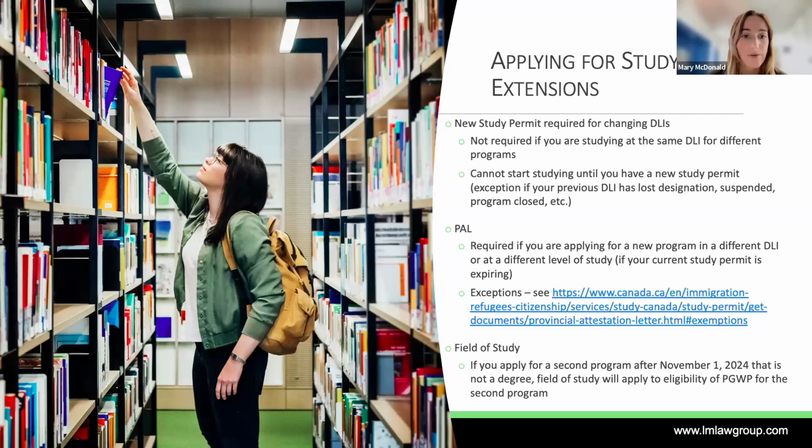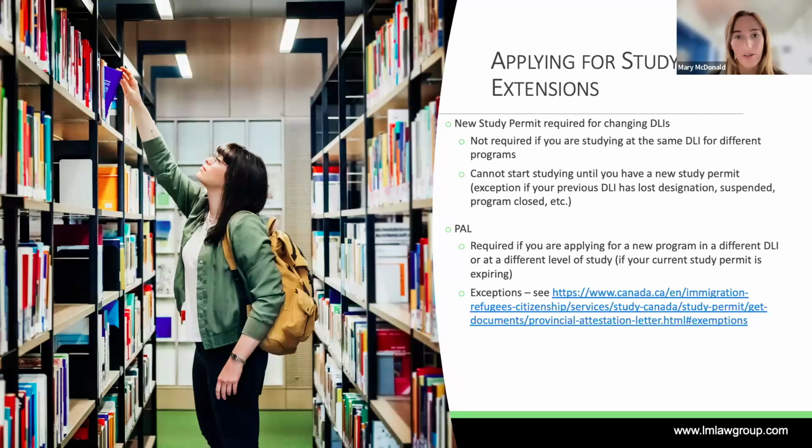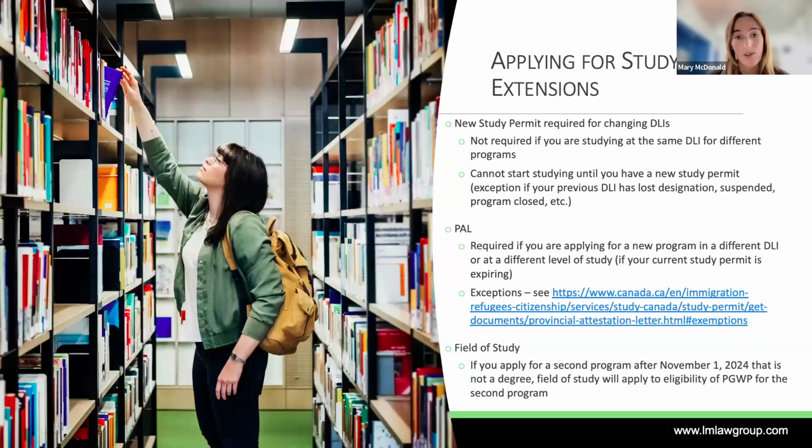So we are listing those on the website there. Do take a look at them when we post these slides because these rules are changing pretty quickly, so you want to double check that. And then finally, there's also the field of study requirement. IRCC has introduced a field of study requirement for non-degree program graduates to qualify for a postgrad work permit. So if you apply for a second program after November 1st, 2024, that's not a degree program, then the field of study requirement will apply to your postgrad work permit eligibility for the second program.